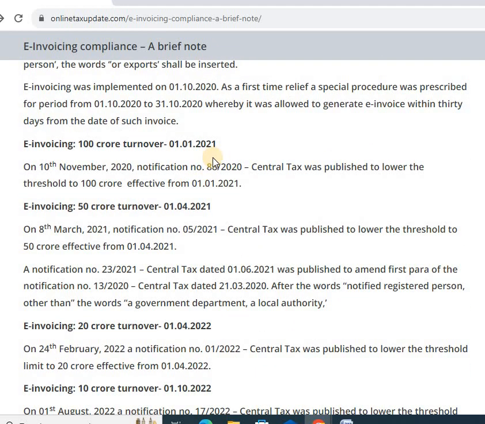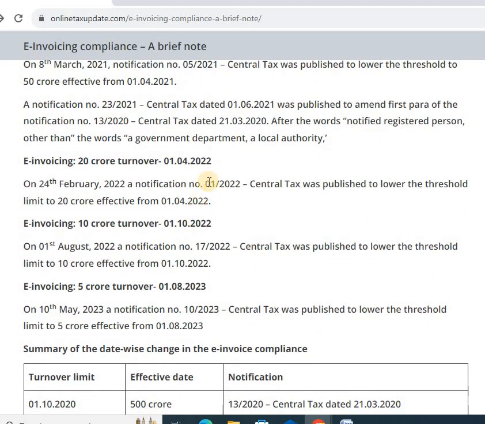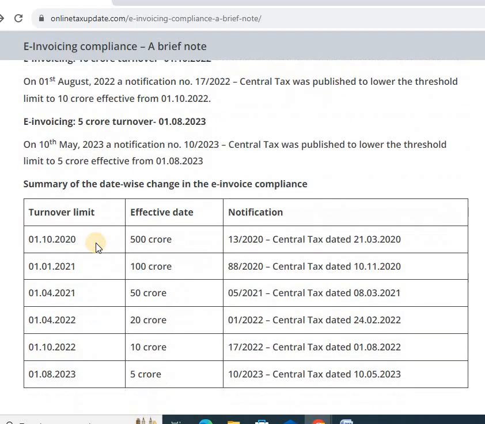And on 1st of January 2021, the limit was reduced to 100 crore, and thereafter to 50 crore on 1st of April 2020. Thereafter, after a 1 year gap, on 1st of April 2022, the limit was reduced to 20 crore, and then on 1st of October 2022, it was brought down to 10 crore. And in August 2023, the limit is 5 crore. So the taxpayer whose turnover is more than 5 crore has to follow this e-invoice process.